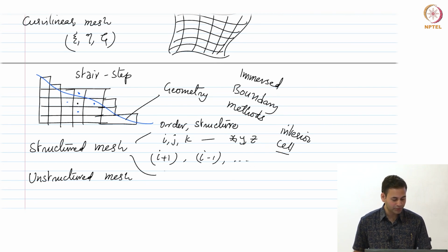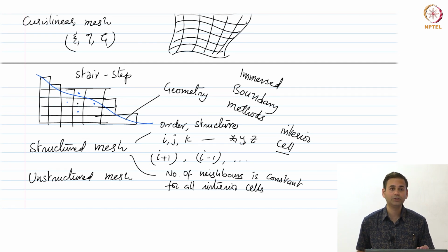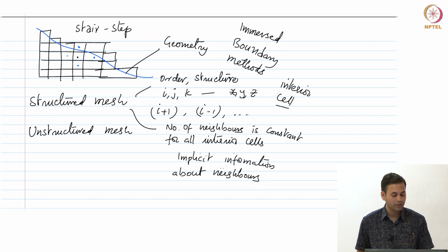So, whenever there is a structured mesh, we know that the number of neighbors is constant, let us say for all interior cells, okay. Now, of course, there is this advantage of ordering. We always know that if you increment by 1 in a particular direction, you are going to a neighboring cell in that direction, okay. Does not matter whether you are in a Cartesian mesh or in a curvilinear mesh, we always know that we can go to our neighbors, right. The neighboring information is already implicit in nature, it is already built in about neighbors.